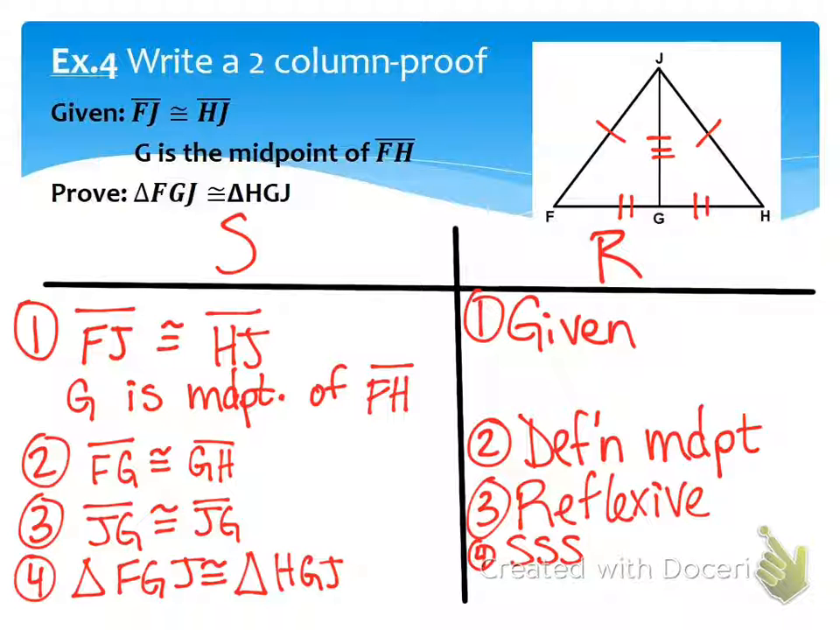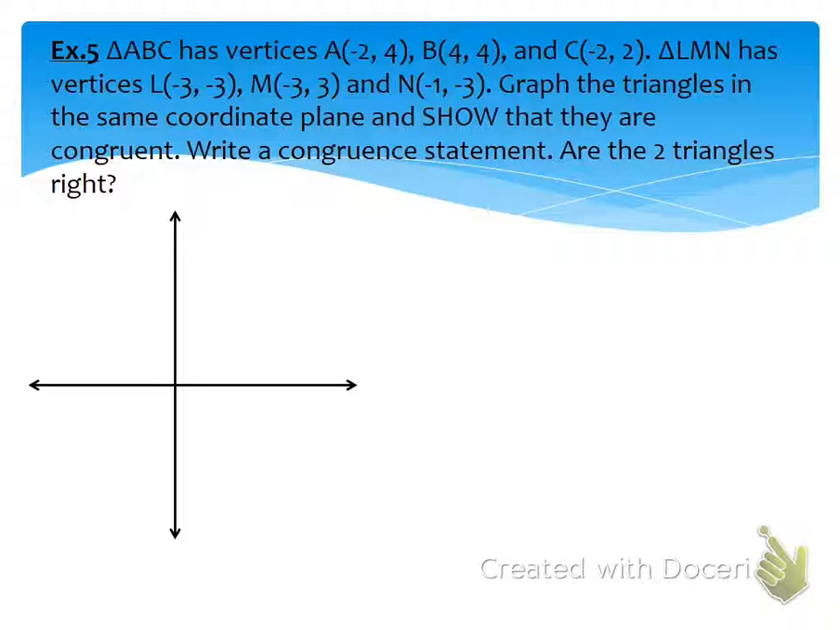Ready for our last example? Okay, I'm going to warn you going into this that, in my opinion, this example takes a minute. There's just a lot we have to do with example 5. We are given vertices for 2 triangles. We are asked to graph them in the same coordinate plane and show that they are congruent. So let's just start with the graphing part of it.